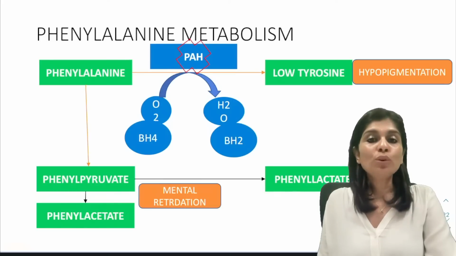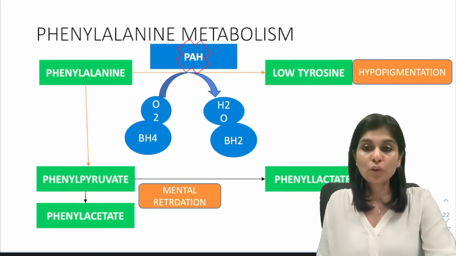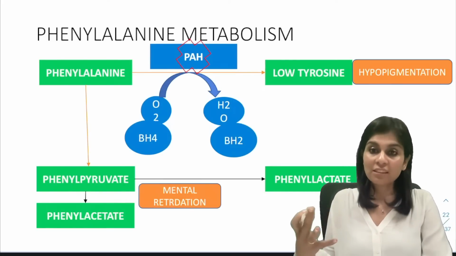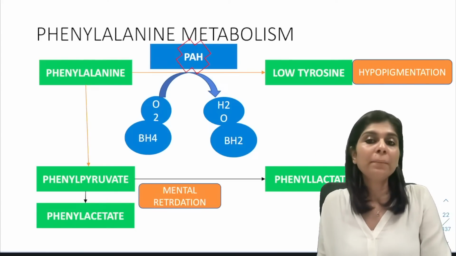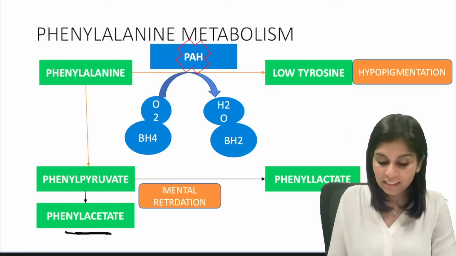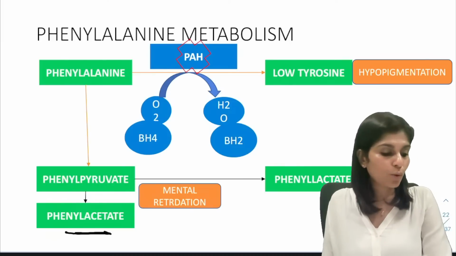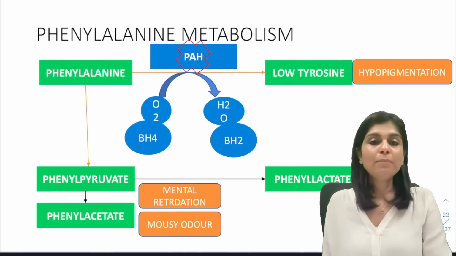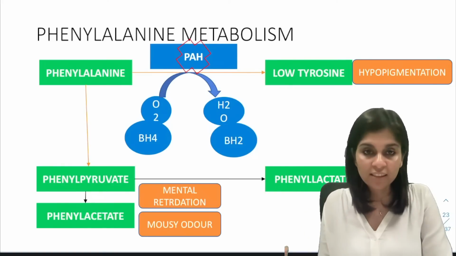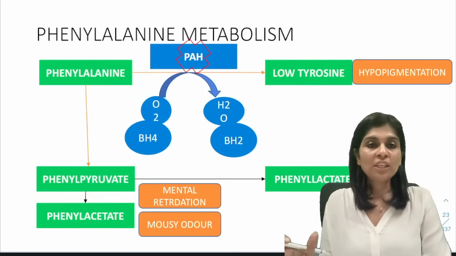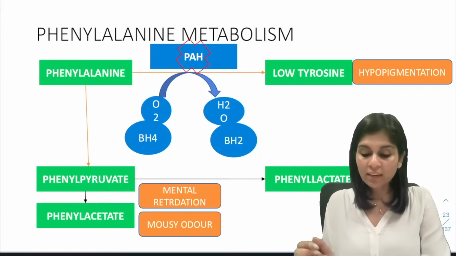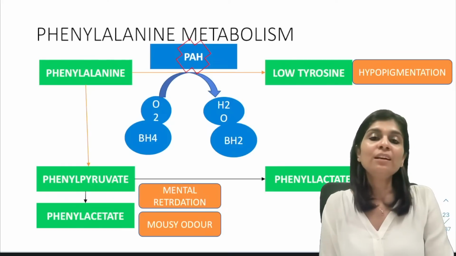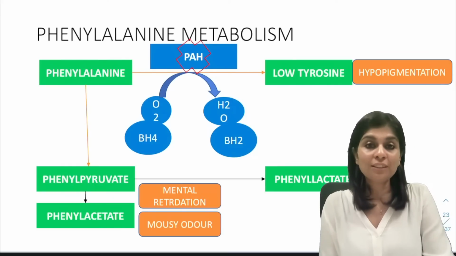So tell me what is the reason for mental retardation? It's because of the accumulation of phenyl ketones in the circulation, which will not allow neutral amino acids to cross the blood-brain barrier. This phenyl acetate is the reason for mousy odor. Do you all understand this? So tell me what is the reason for mousy odor? Don't get confused with any other metabolites. The major reason for mousy odor, which you see in phenylketonuria, is phenyl acetate. And if you're asking me, I often get confused about odors that are observed in disorders.